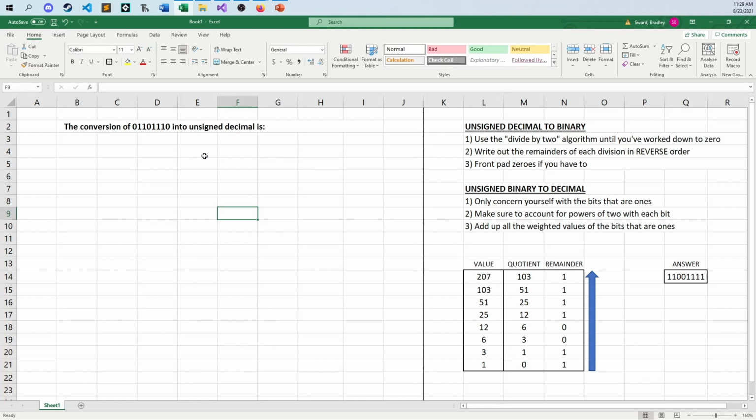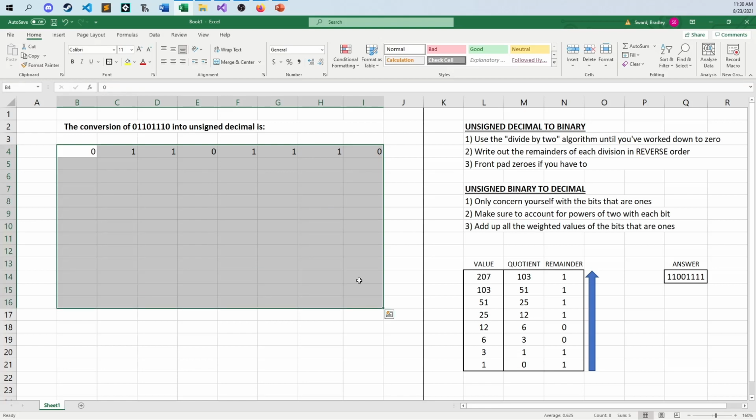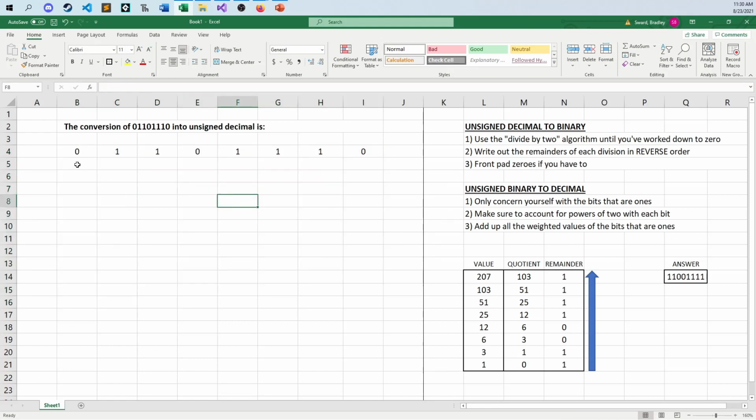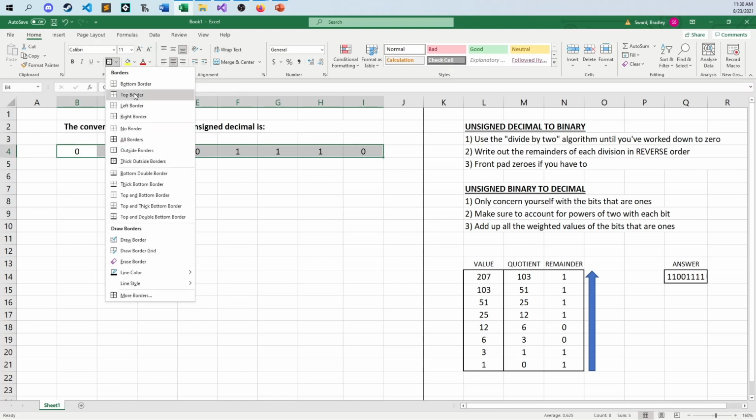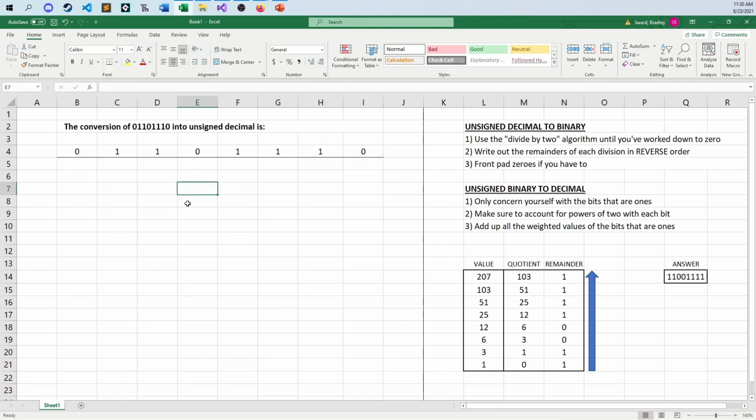So I only concern myself with the bits that are ones. Let me just write out the whole thing here: 0, 1, 1, 0, 1, 1, 1, 0. Let me center this up real quick. Okay, so these are the digits that we're concerning ourselves with.